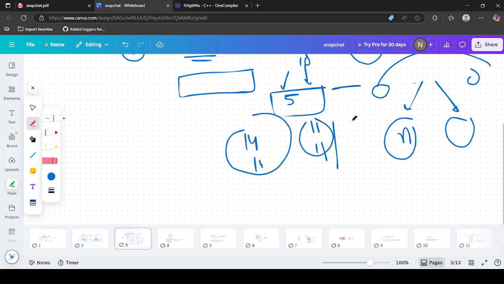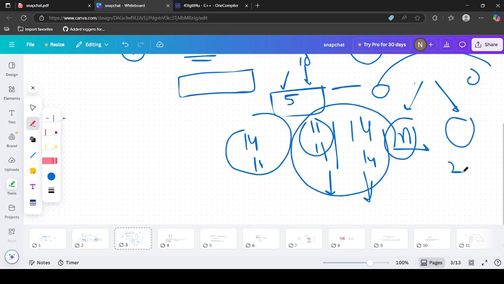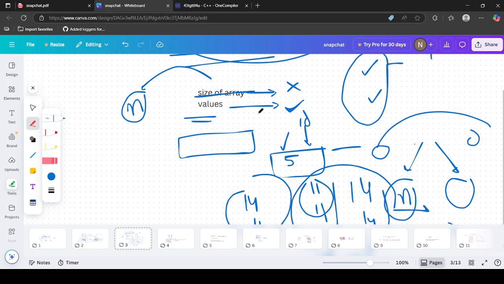the first two will be 11 11, the second will be 14 14. So the answer individually for these both is 0, and if we take the whole array as a sequence, then the answer will be 2: 11, 14 and 11, 14. So we cannot think of any other size comparison. So now let's think of values.